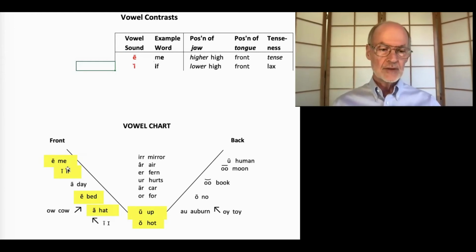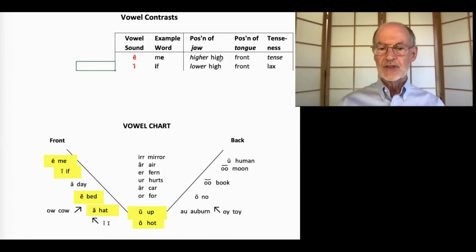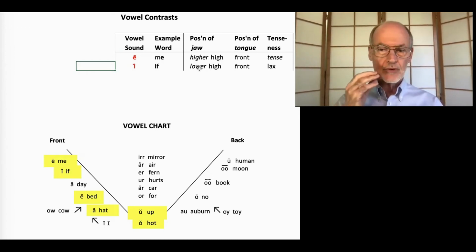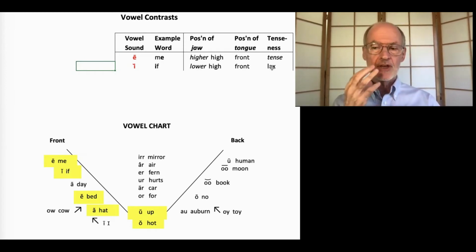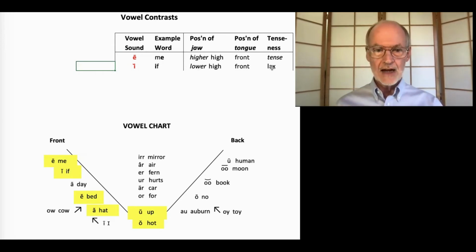is the one immediately below it in this chart, I, if. So you'll see here, it's still high, but it's a little bit lower. The mouth opens a little bit further. It's still front. The important difference here, apart from the opening of the mouth, is the corners of the mouth relax. So it's what's called a lax vowel. So E, me, I, if.